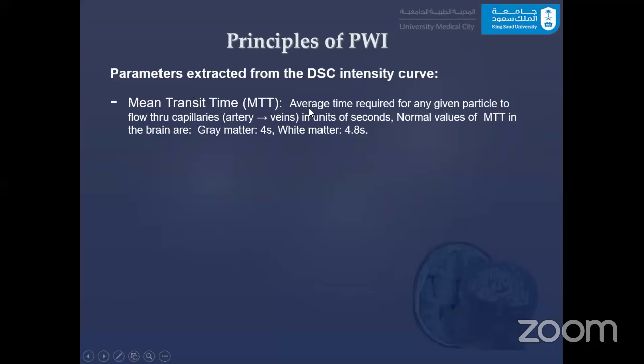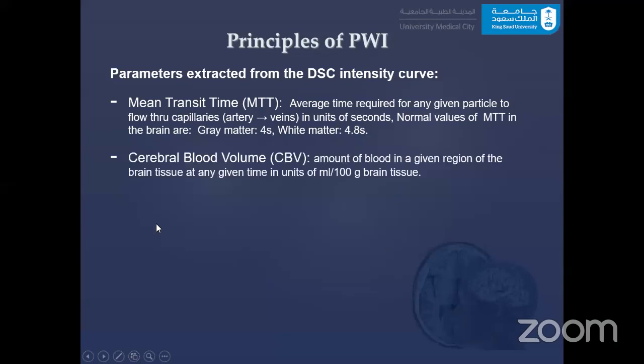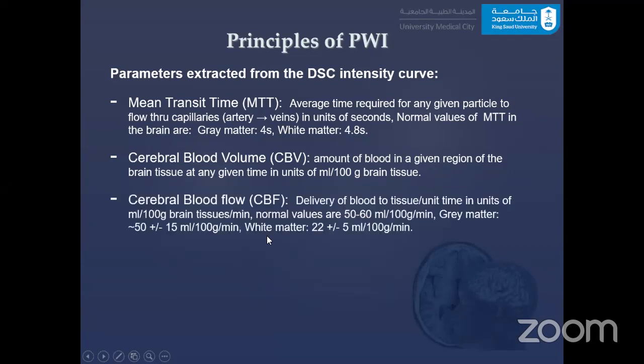And mean transit time is the average time required for any given particle to flow through a capillary from artery to vein, in the unit of seconds. Cerebral blood volume is a very important parameter to quantify tumors. It is the amount of blood in a given region of the brain tissue at any given time, and the unit is milliliter per 100 gram of brain tissue.